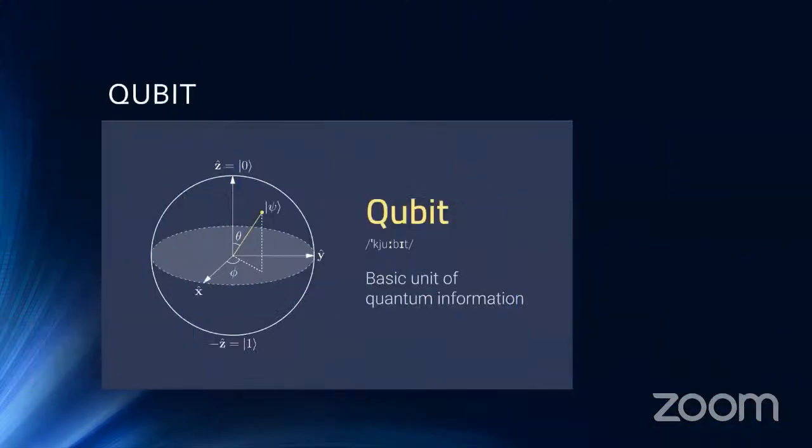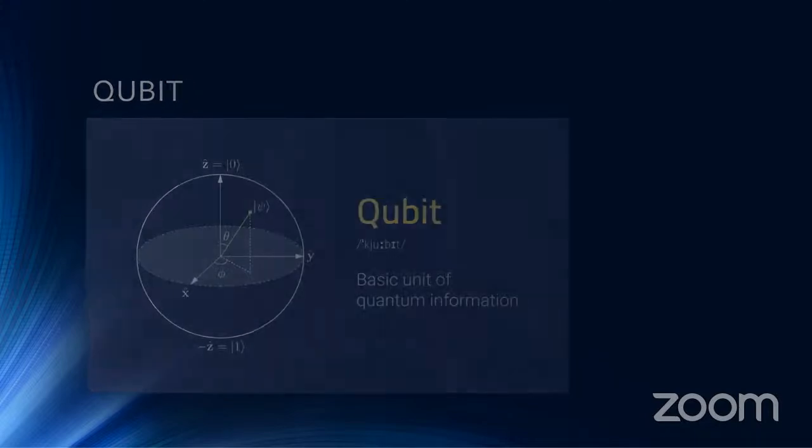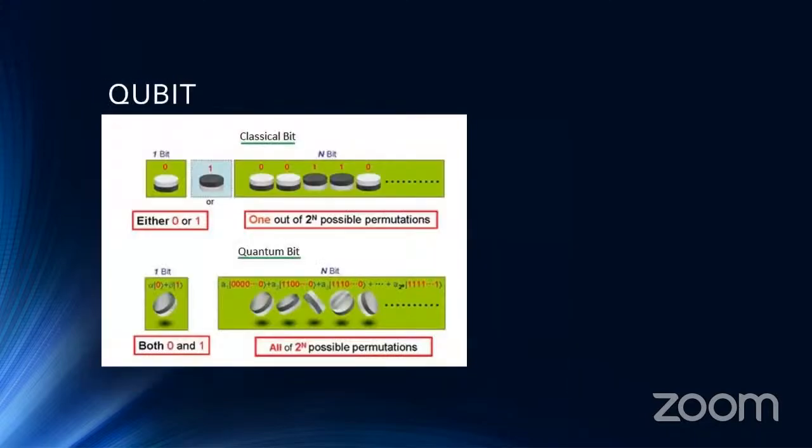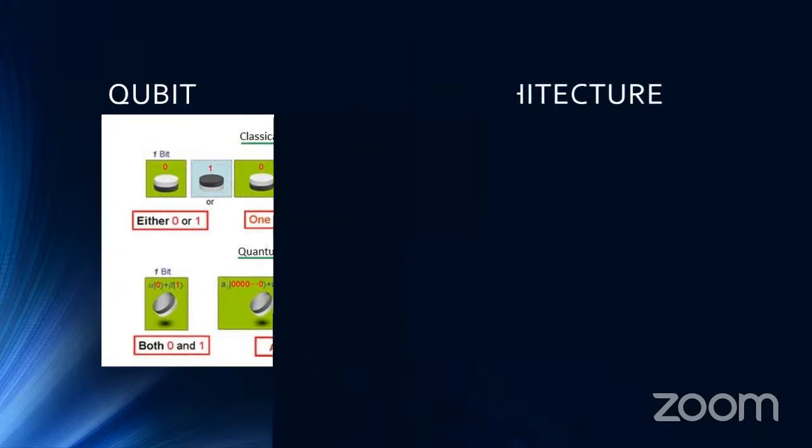So how does the quantum computer work? It works on the basis of the qubit. The qubit, as we can see on the screen, is the basic unit of quantum information. It consists of two vectors, z bar and minus z bar, which correspond to the 0 vector and the 1 quantum vector in the 3D quantum vector space. Compared to classical bits, which can be either 0 or 1, only 1 out of 2 power n possible permutations can be used for any computation. Whereas in a quantum bit, we use both 0 and 1 in a superposition manner, so we use all the 2 power n possible permutations for any computation.